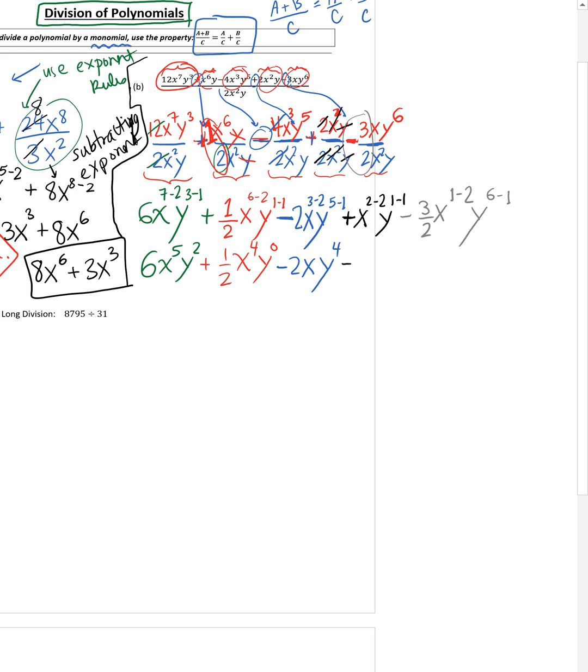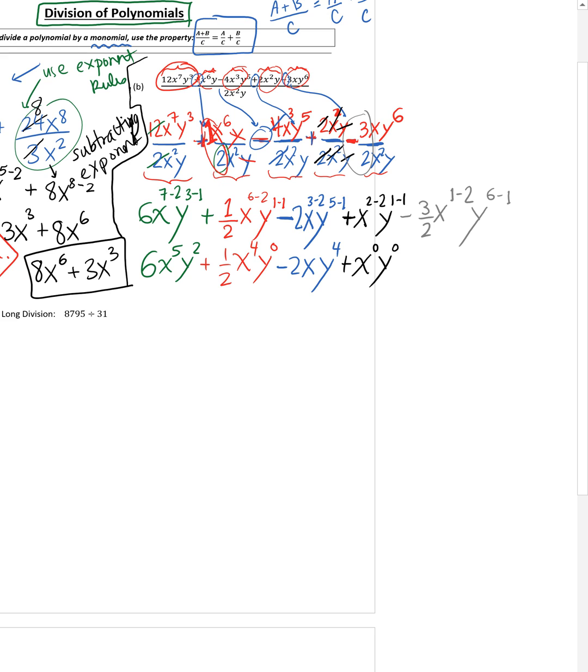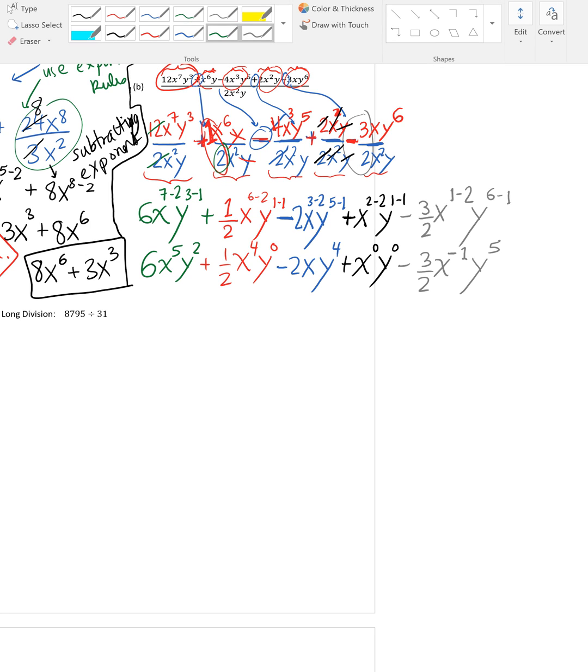The next one has an x to the 2 minus 2, that's another 0 power. Y to the 1 minus 1 is another 0 power. Interesting. And then the last one, the 3/2, there's nothing we can do with that, I'll just leave it. X to the 1 minus 2 is negative 1. Oh, interesting. y to the 6 minus 1 is 5. There's just a little bit more cleaning up we can do, and then I think we're pretty much done with this one.